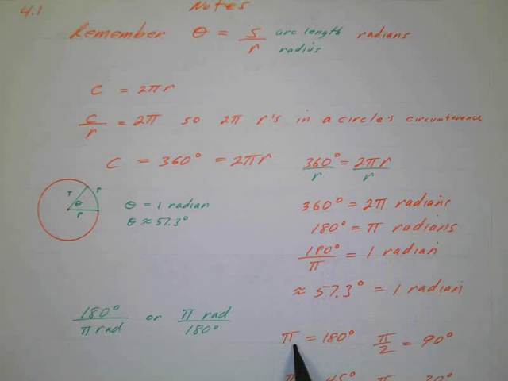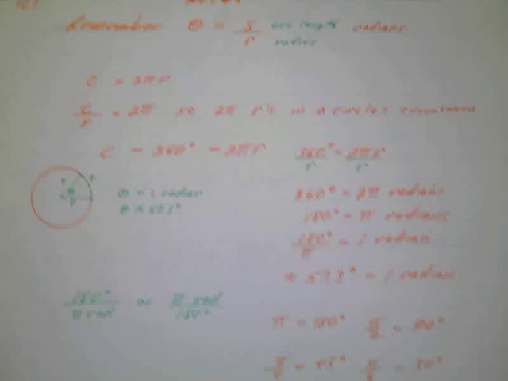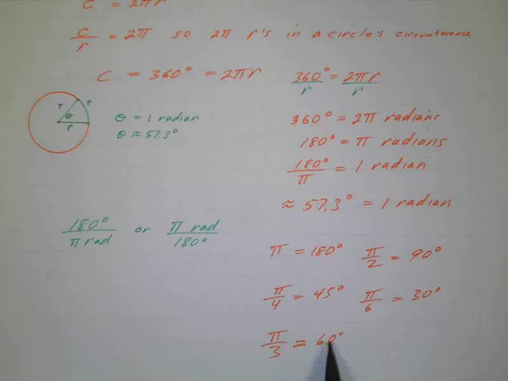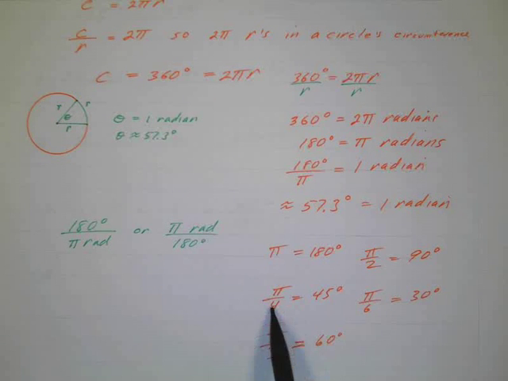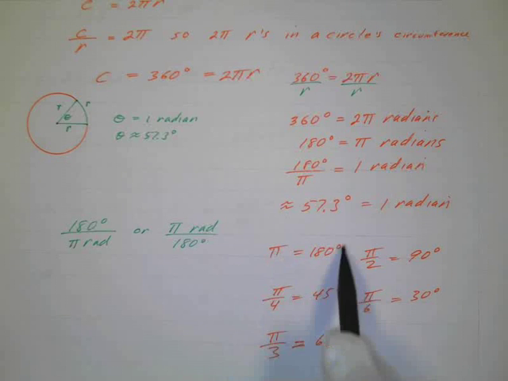Now we can also subdivide this. If pi radians equals 180 degrees, if I divide both sides by 2, I get pi over 2 radians is 90 degrees. Pi over 4 radians is 45. Divide by 6, pi over 6 radians is 30 degrees. And divide by 3, pi over 3 radians is 60 degrees. So we can see pi over 4 is 45, pi over 6 is 30, pi over 3 is 60, and we're always just coming up from this basic idea.